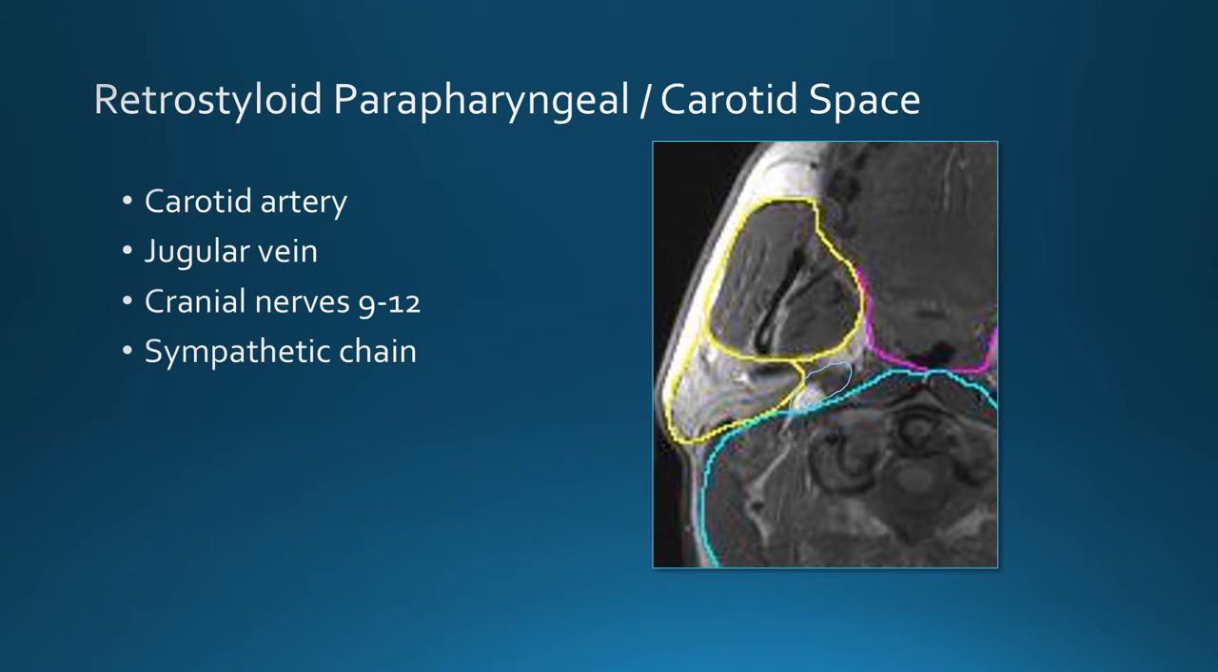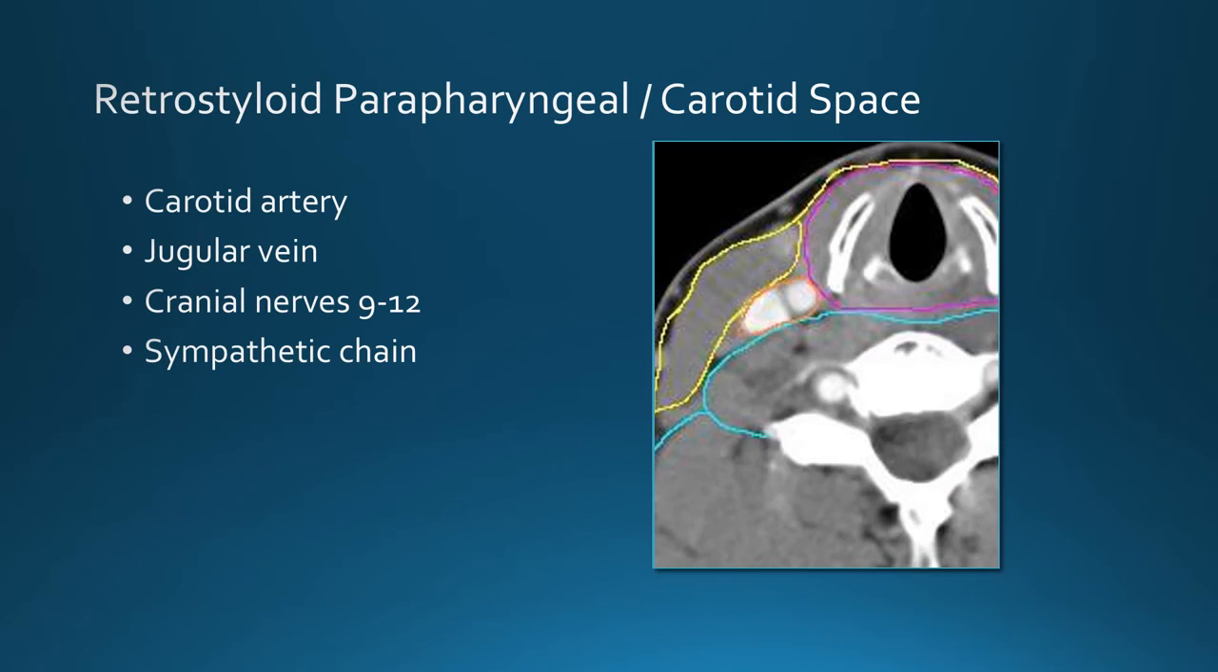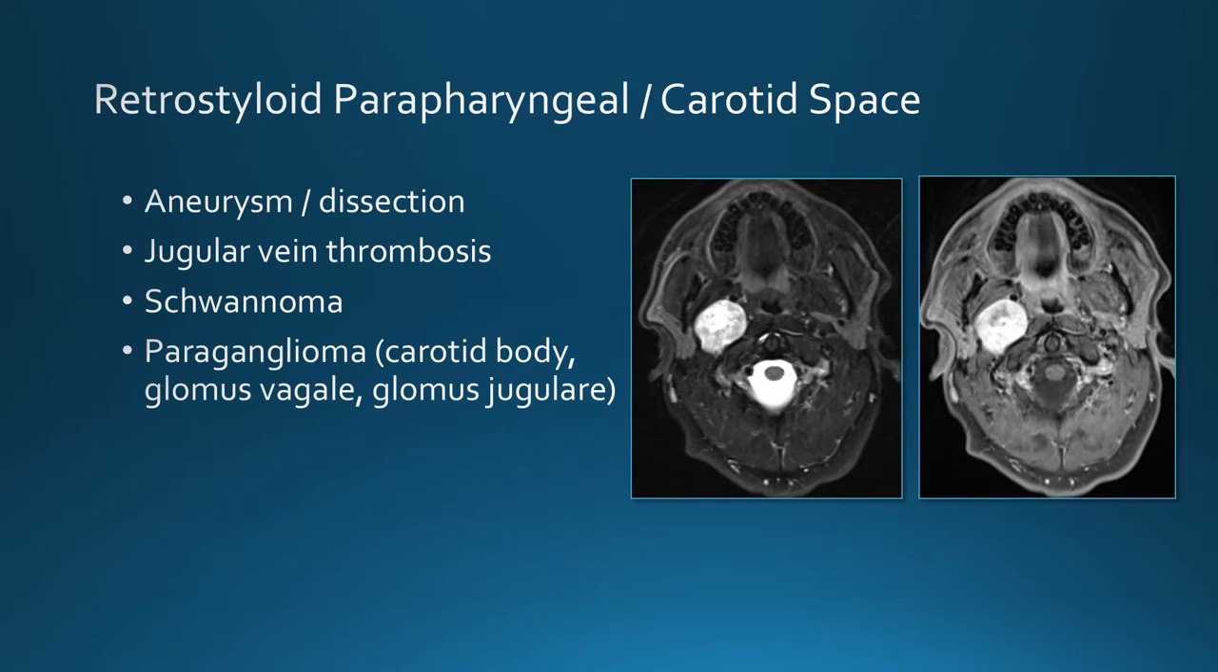So in the carotid space, or retrostyloid parapharyngeal space, we have the carotid artery, jugular vein, cranial nerves 9 through 12, and the sympathetic chain. The pathology that we'll see in the retrostyloid parapharyngeal space and carotid space will include carotid aneurysms and dissections, jugular vein thrombosis, schwannomas of the 9th through 12th cranial nerves or the sympathetic chain, and paragangliomas.